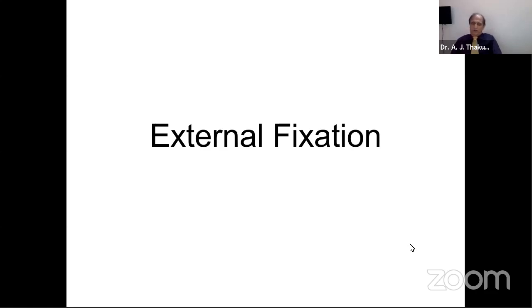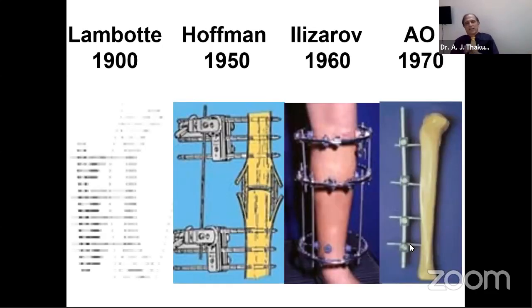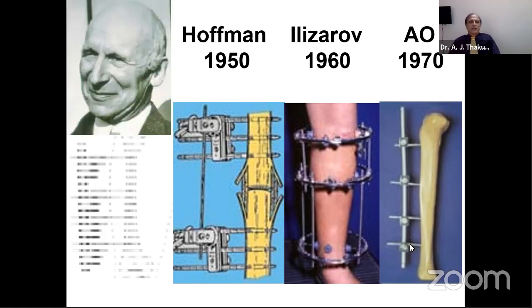External fixation, or a well-recognized frame, was made by Lambotte in the year 1900. Lambotte was a very versatile person. He used to make his own plates and screws. Also, he made violins. He was a good violin player. He also made violins for himself and other people. That didn't pick up very much, but the real boost to external fixators came with Raoul Hoffmann in 1950. He got connected with an industrial house, and then he prepared his external fixator, which became very popular. In Europe, it was extremely popular. It didn't spread much outside, but it was very, very well used.